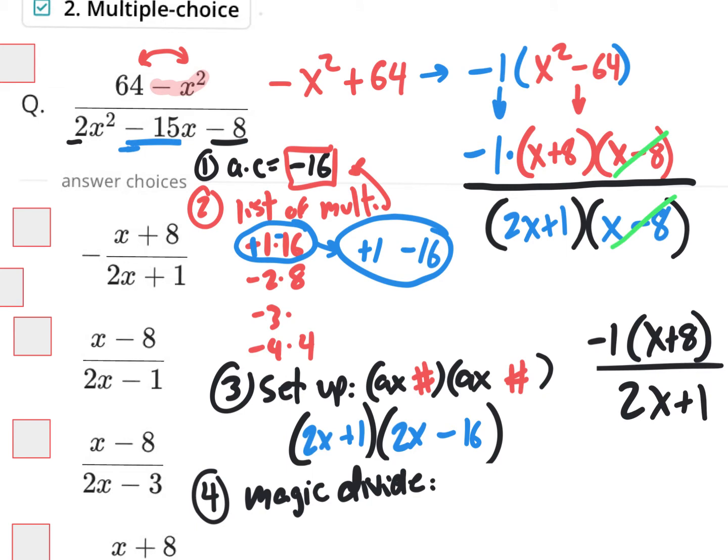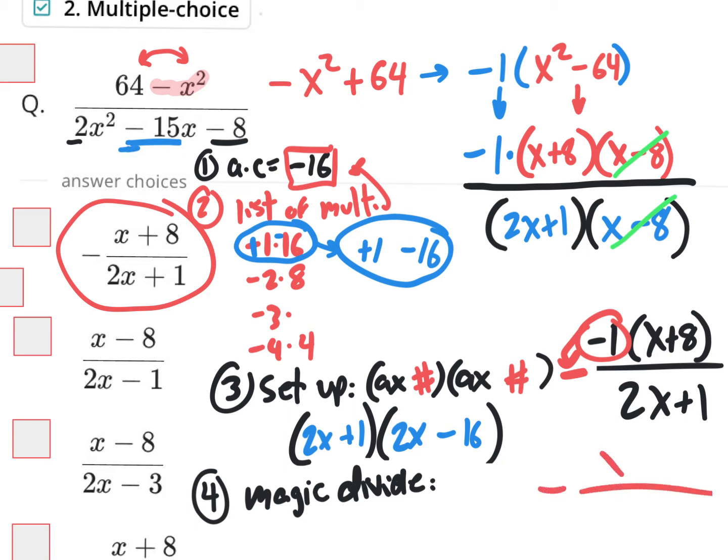Now, when I look at my multiple choice answers, none of them have parentheses. That's because they might have put the negative out here in the front. So this negative 1, they could have moved this out here and put the negative right in front of the fraction, and it appears that's what they did because that looks like the answer, right? If you pull that negative out to the front, then you're going to have a simple x plus 8 up on top over the 2x plus 1 on the bottom, and that is what we have right here. So that's the correct answer for this question.